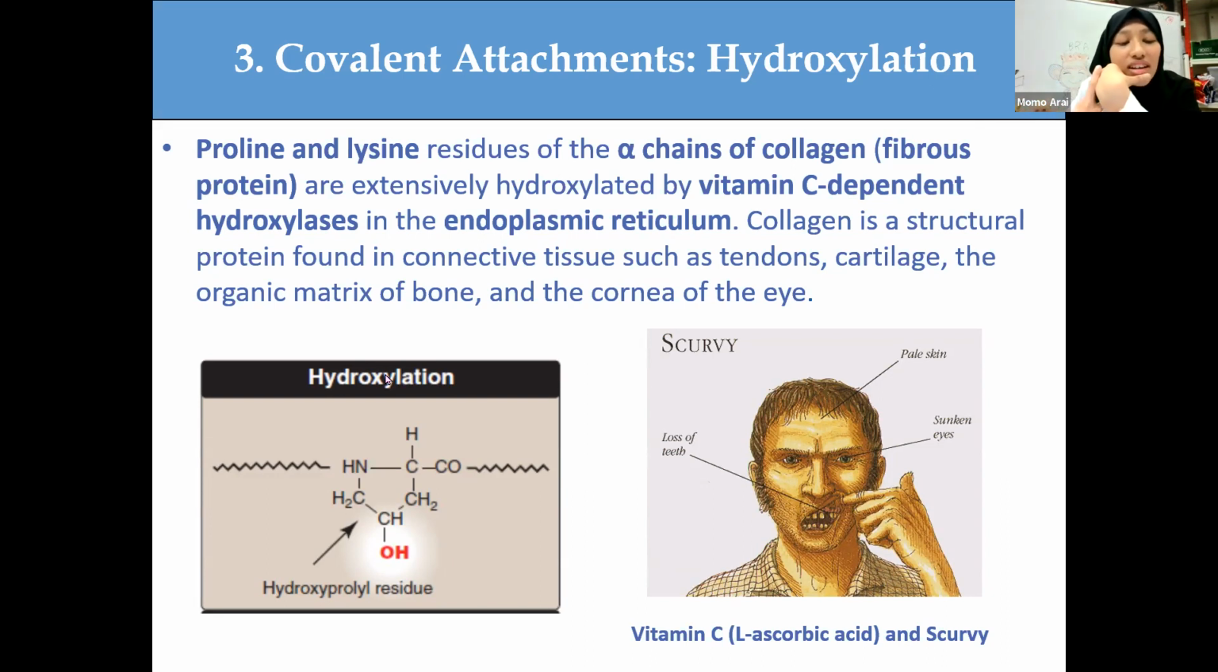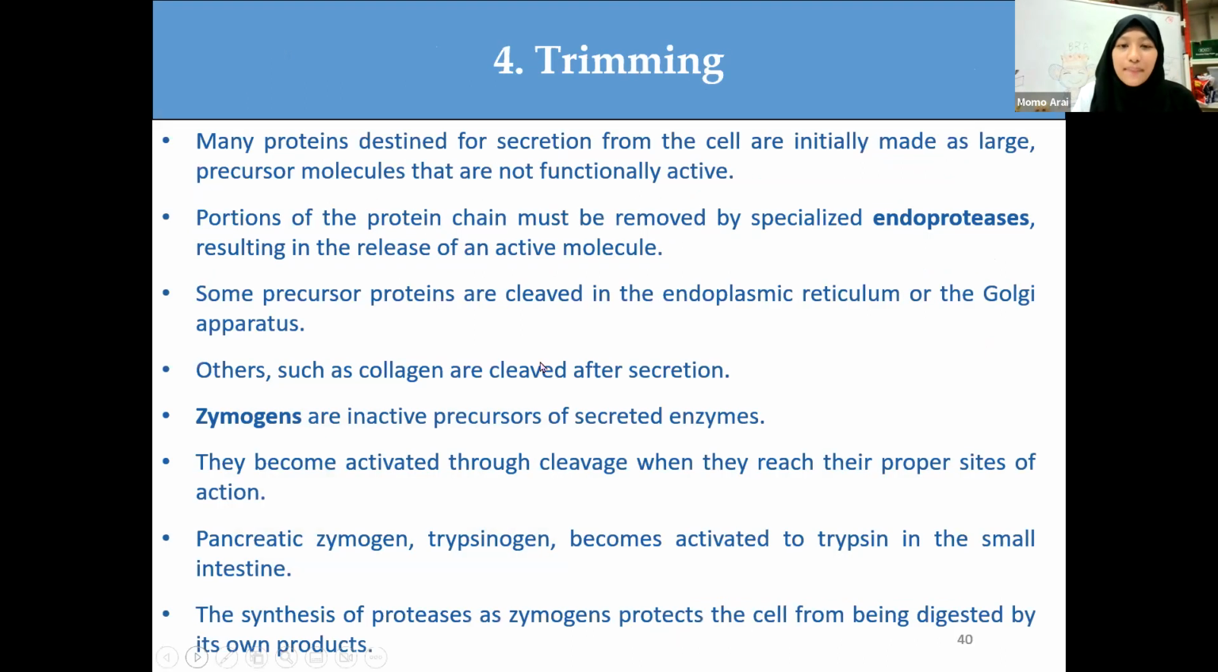Is that clear? Yes, it's clear. Okay. And this takes place in the endoplasmic reticulum. Again, like everything else. So the only difference was the O-glycosylation that happened in Golgi.